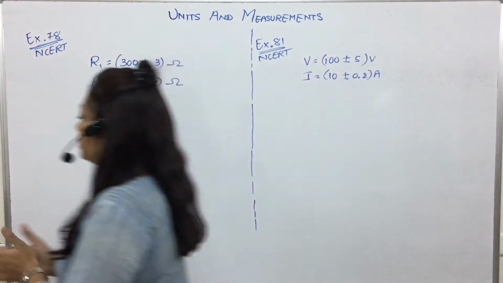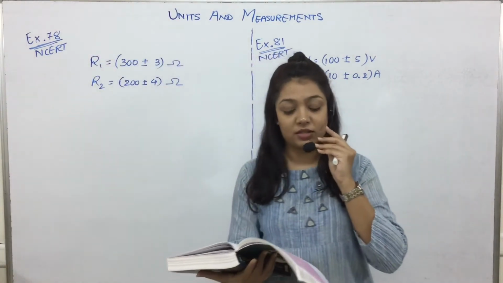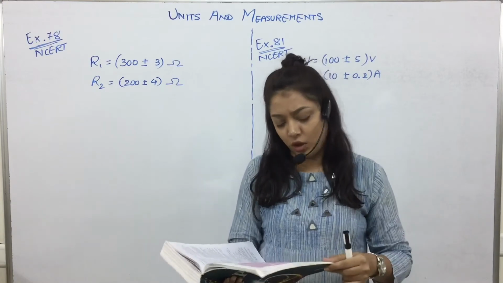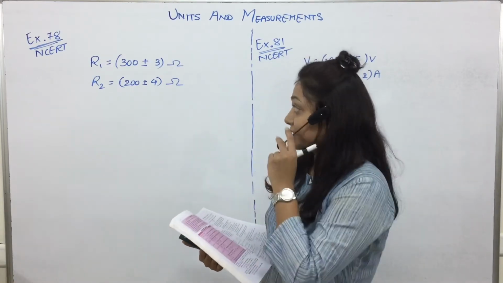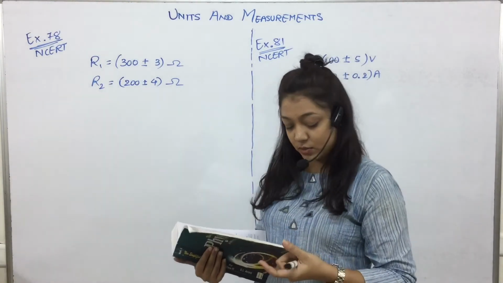Okay, so now we are going to solve a few examples on the basis of what we have understood till now, like combination of errors, topic based. This is example number 78 in Accelera, which is one of the solved NCERT questions from our textbook.